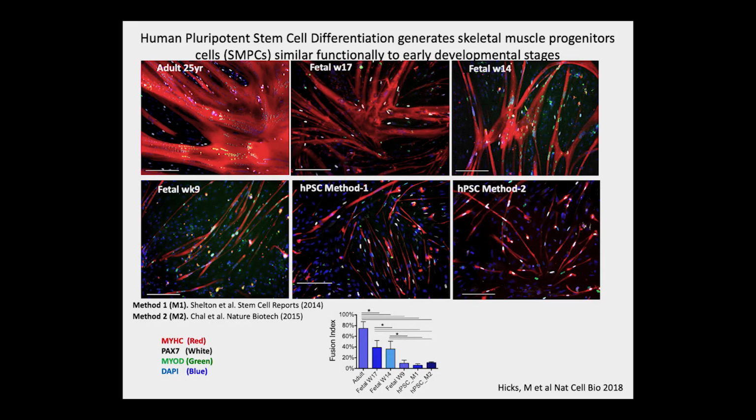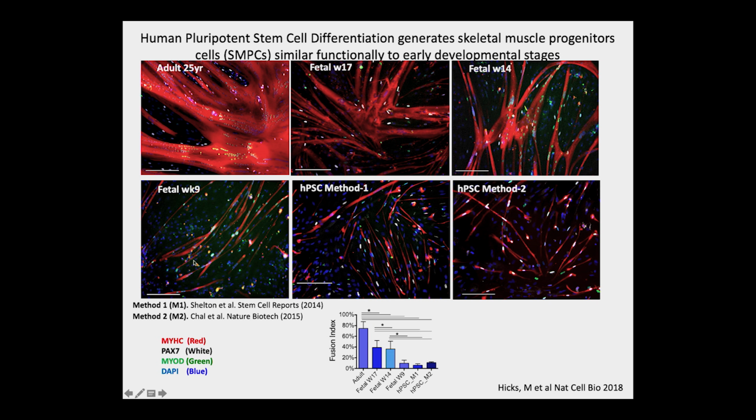And so you can see here that if you take pluripotent stem cells, these are just two methods that we looked at, you can see that they make myosin heavy chain positive cells, and you already saw that from what I showed you of Hyben's protocol. And then if you look at what's happening across development, you can see that these are more similar.